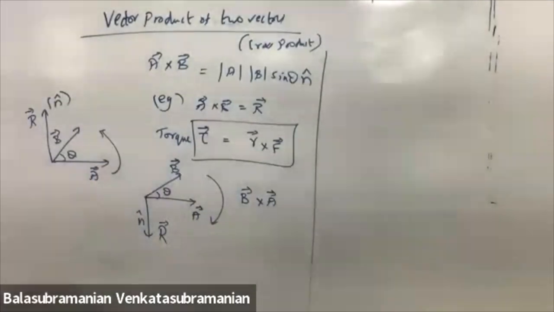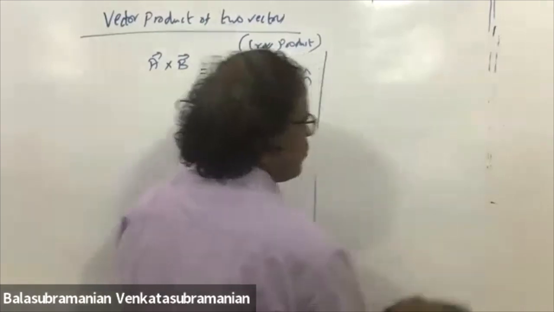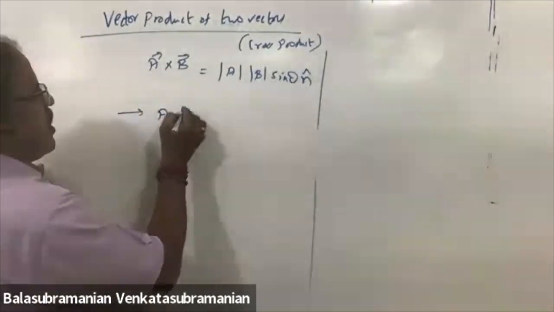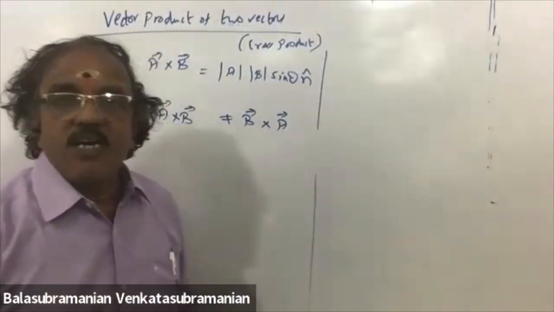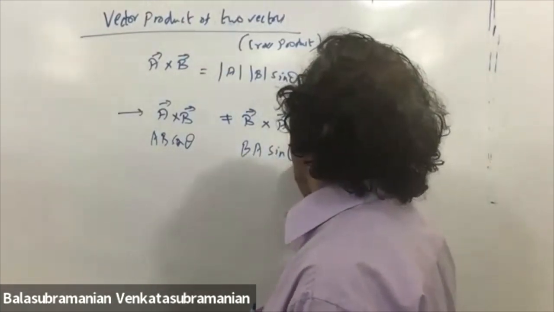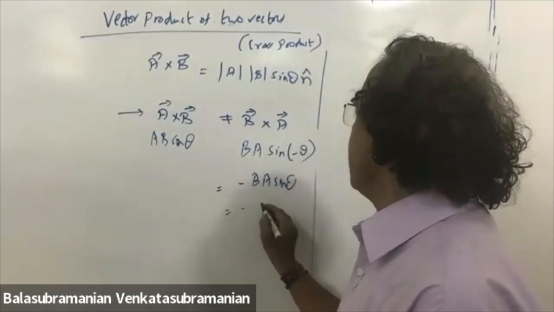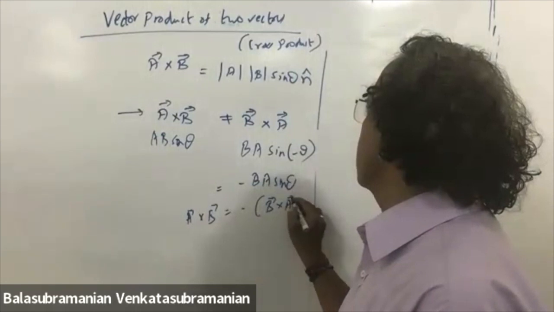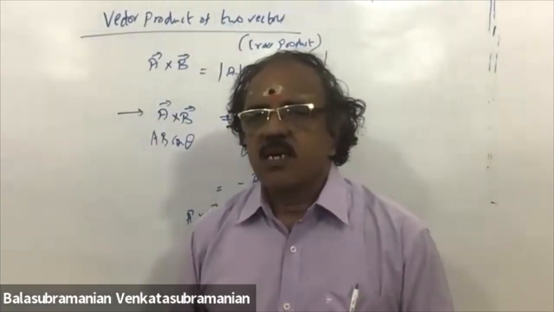What are the properties? Sir, A cross B is not equal to B cross A. It is not commutative. Why is it not commutative, sir? A cross B is AB sin theta. B cross A is BA sin of minus theta. Sin of minus theta is minus sin theta. So A cross B is equal to minus B cross A. It's not commutative, it is anti-commutative. Correct?